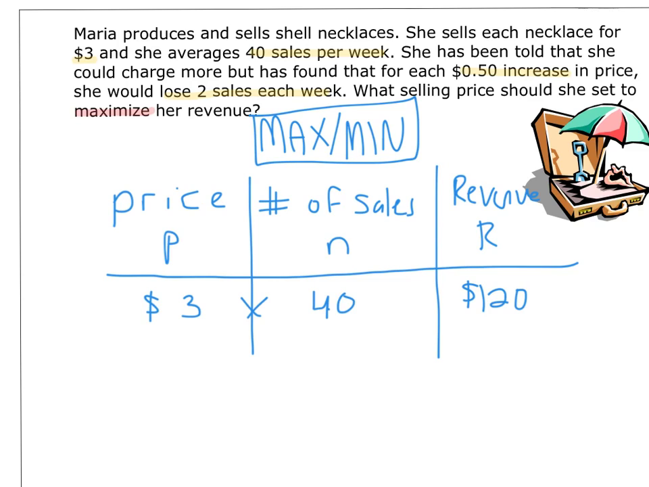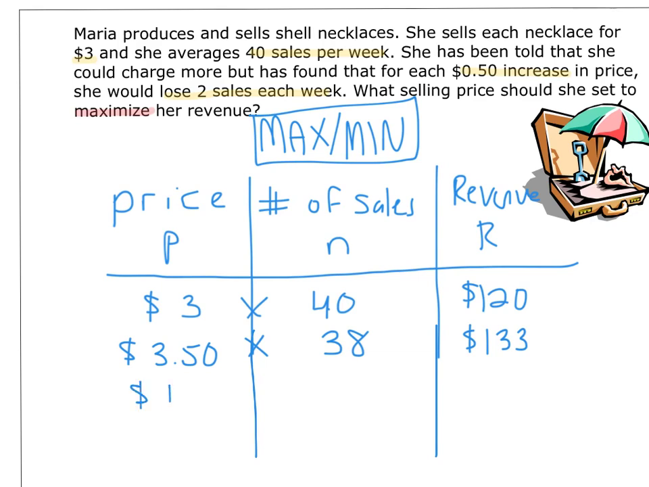Maria knows that if she increases the price by 50 cents, so her new price would be $3.50, she would lose 2 sales. So that means she's only selling 38 necklaces. So the revenue would be 3.50 times 38, which is 133. So her revenue, we can see, has increased. And if she increased the price by 50 cents more, she would be charging $4 a necklace, but now she would only be selling 36, which gives her a revenue of 144.